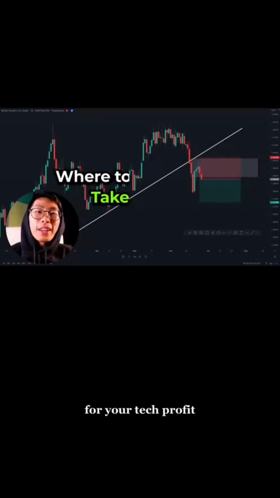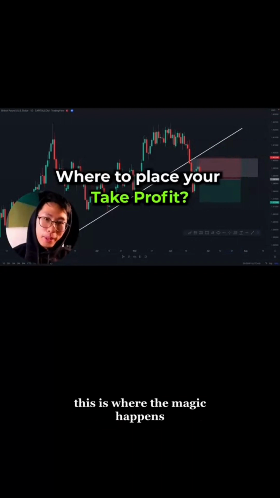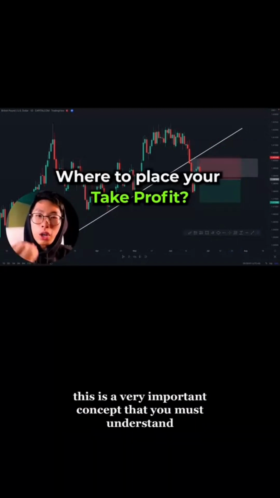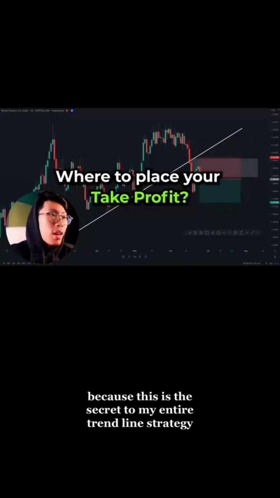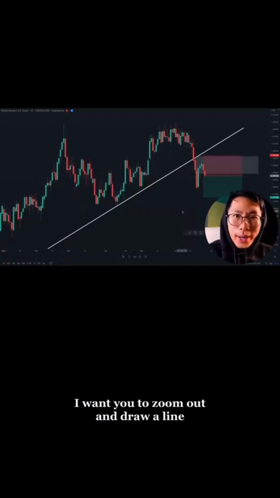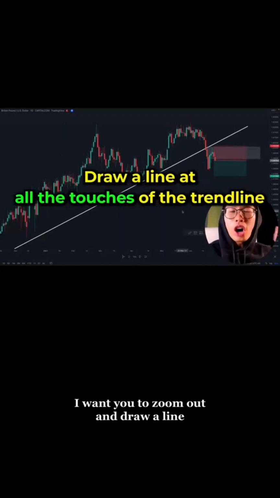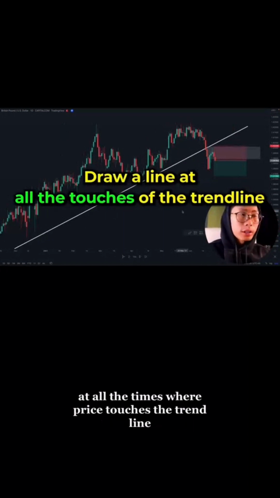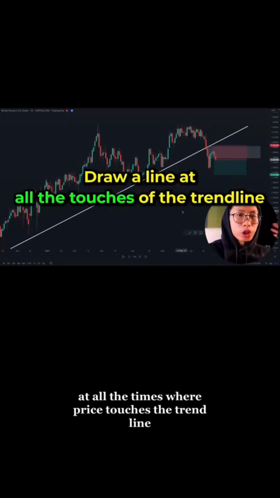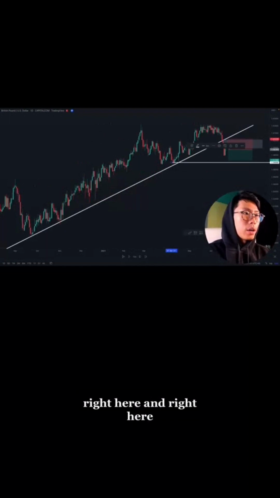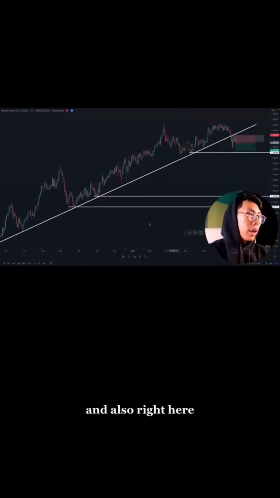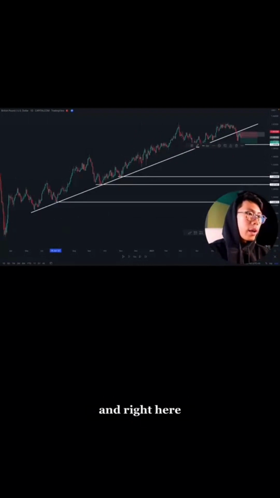For your take profit, this is where the magic happens. This is a very important concept that you must understand, because this is the secret to my entire trend line strategy. I want you to zoom out and draw a line at all the times where price touches the trend line. Right here, and right here, and right here, and also right here and right here.